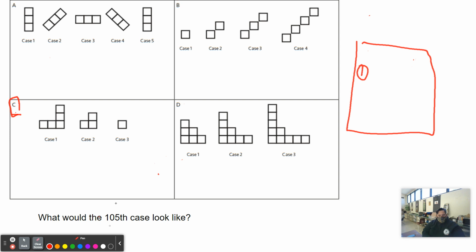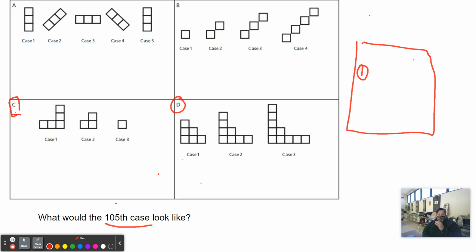But anyways, we're getting tricky for these next ones. What would you do for the 105th case? What would it look like? Now that one's a little crazy because you might need a huge part of your paper. We have staplers and we have more graph paper. So if you literally want to draw out the 105th case, that would be hard for case D. That would be hard for case C too. I'm interested to see how you do there.